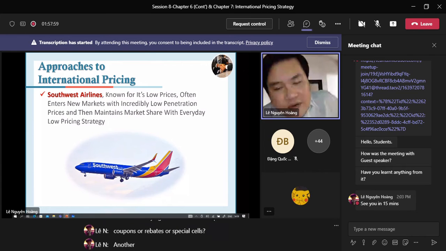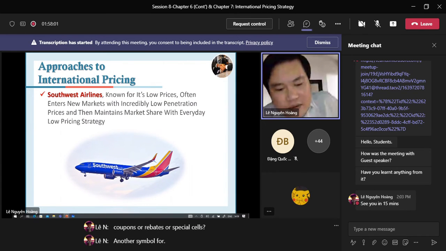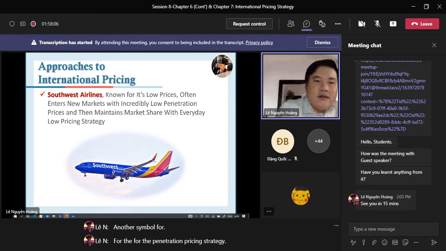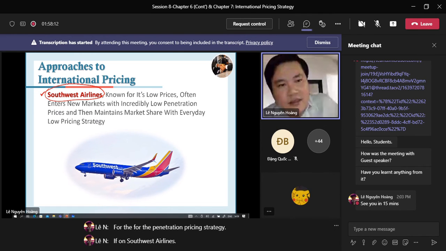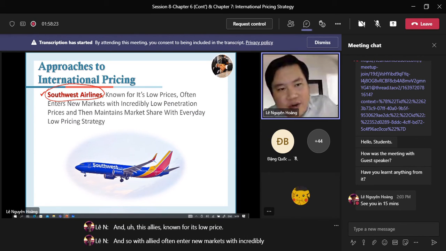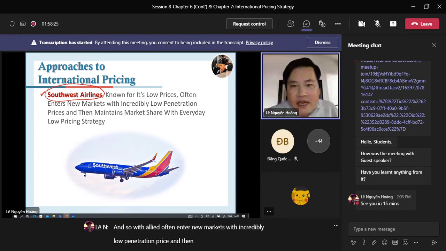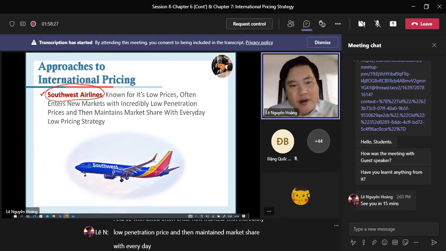Another example of the penetration pricing strategy involves Southwest Airlines, and this airline is known for its low price. Southwest Airlines often enters new markets with an incredibly low penetration price, and then maintains the market share with an everyday low pricing strategy.